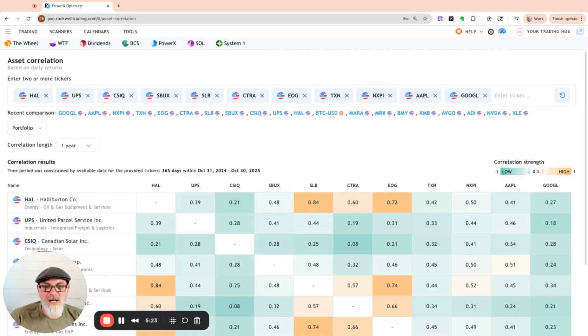And again, to summarize it, I, as a warning, would look at readings of 0.5 or higher. For me, 0.65 is where I start to be concerned, especially if it means that a large percentage of my portfolio is too heavy in a certain sector. So this is how to use PowerX Optimizer and the asset correlation tool to help minimize risk with your portfolio.